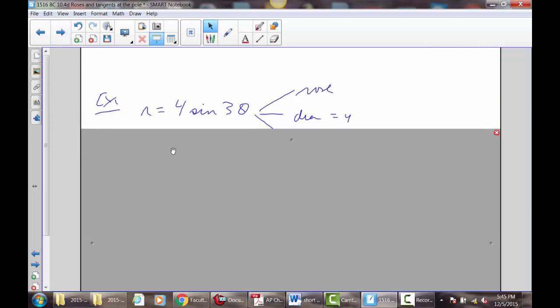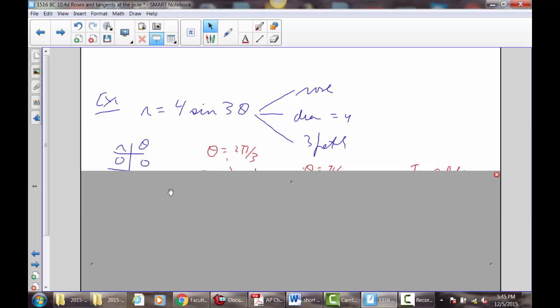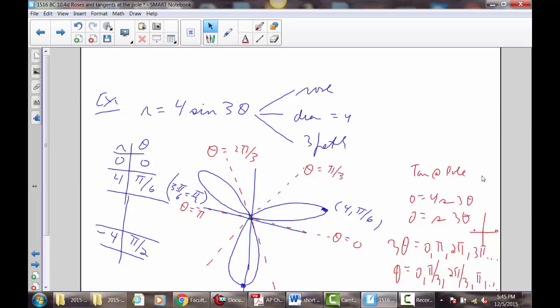Here's another one. Again, diameter 4, number of petals 3. Again, I'll purposely replace theta by pi over 6 so that this becomes pi over 2. Here's my first petal. Here's my tangents at the pole. 3 petals, 6 spaces. There'll be a petal every other space.